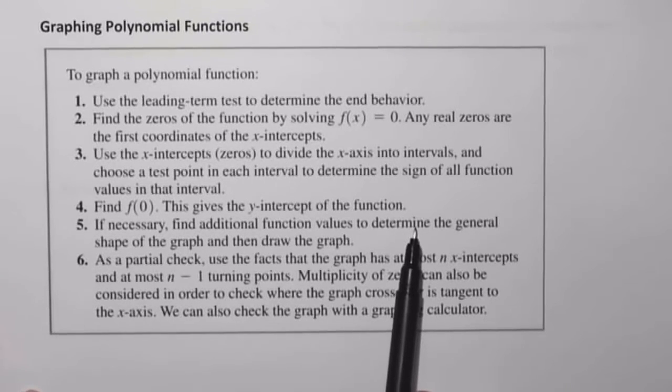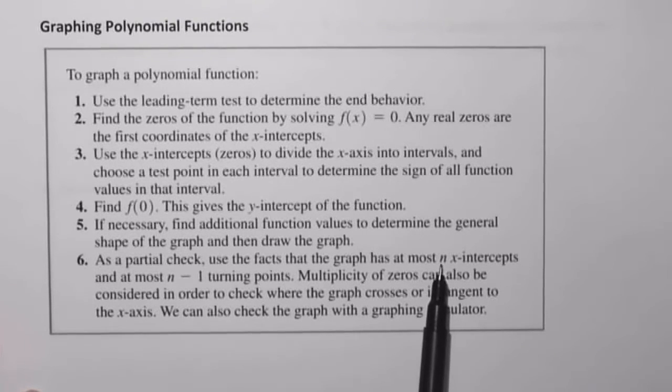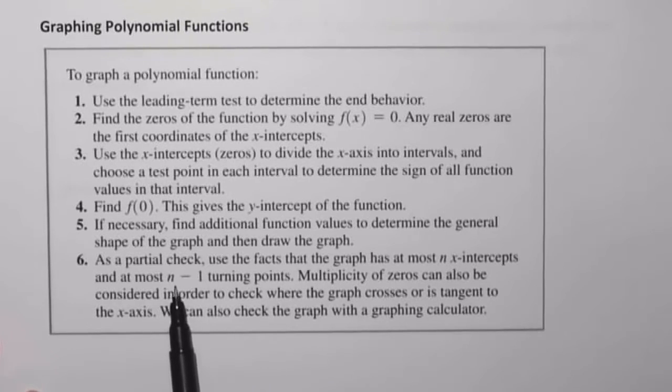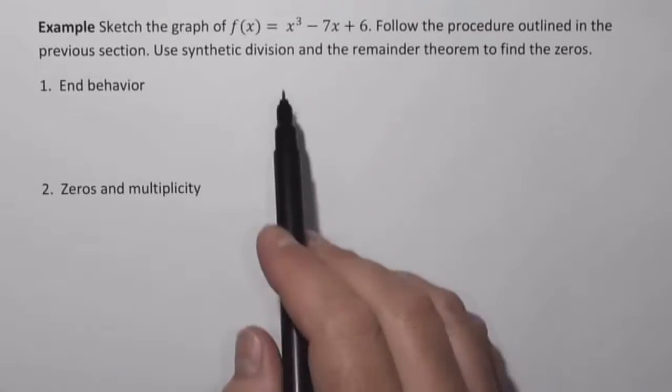If necessary, we can find additional points, and then we can use the fact that we're going to have only the degree number of x-intercepts at most and the degree minus 1 turning points at most. We can also use multiplicity and a graphing calculator to verify things. So using this process from the previous section, let's start by thinking about the end behavior, and we can do this from the leading term test.